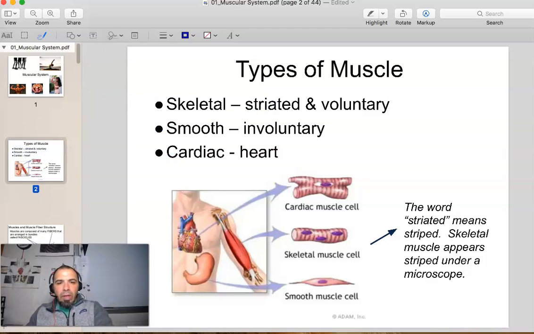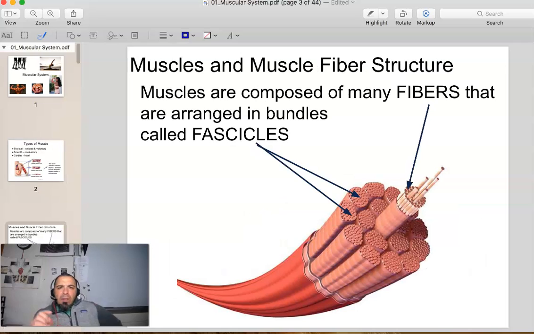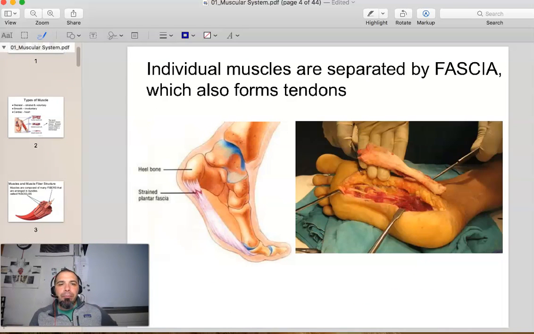So the skeletal is the one that we're going to be focusing on. Muscles and muscle fiber structures, this is what you're going to be doing probably Friday. Muscles are composed of many fibers that are arranged in bundles called fascicles. We're going to be doing a lab with Twizzlers. The fibers would be like a single Twizzler, and then a whole bunch of Twizzlers wrapped up as a fascicle. So we'll talk about that.